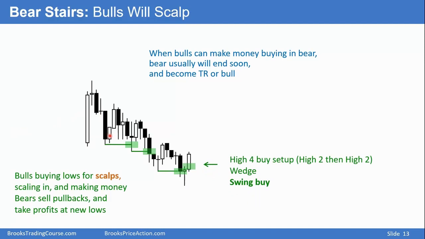This is a high 4 buy setup: high 1, high 2, bear breakout, and then high 1, high 2. So high 1, high 2, high 3, high 4. Consecutive bottom attempts. We tried to get a high 2 buy here. It failed. Strong enough breakout for at least a second leg down, which we got. And now we have another double bottom attempt, consecutive bottoms.